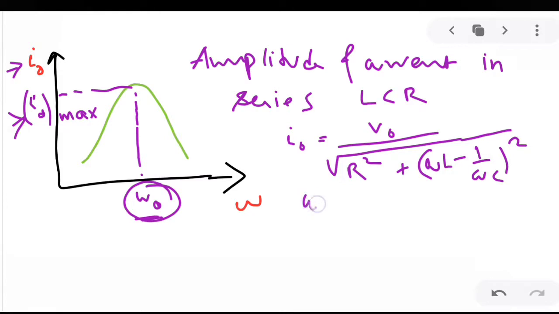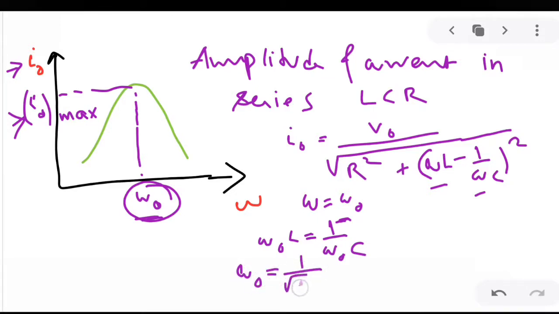At resonance, omega is equal to omega naught, and at this condition these two quantities become equal. So we have omega naught L equal to 1 by omega naught C. From this we have omega naught is equal to 1 by square root of LC. This is the expression for the resonant angular frequency. And at this resonant angular frequency, the current amplitude acquires a maximum value, I naught max.